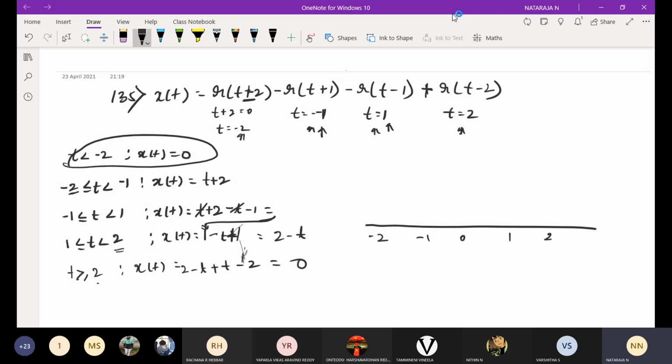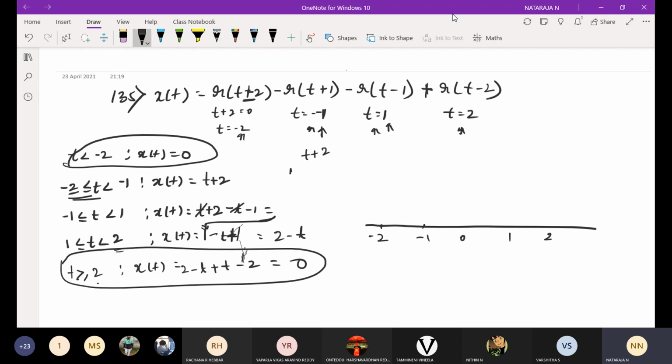Anyhow, for t less than -2, it will be 0. Greater than 2 also, it will be 0. No need to consider that. Just consider this one. From -2 to this point, I need to check. I will take t plus 2. First substitute t is equal to -2 in this equation.